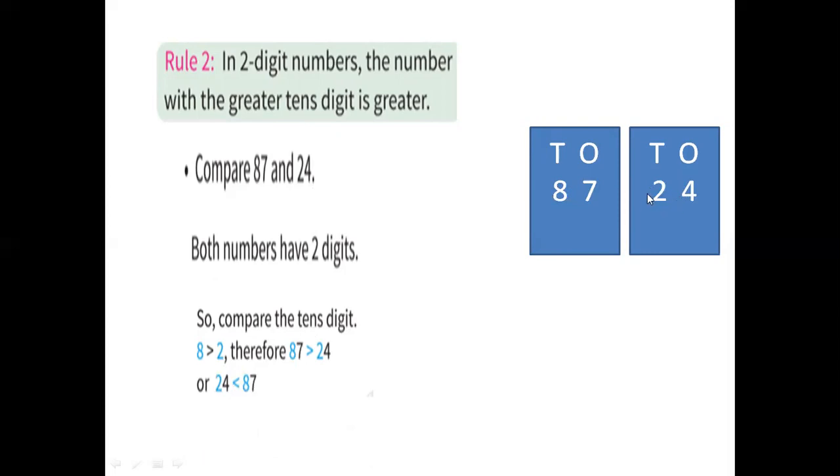Always when two-digit numbers are being compared, first we have to see the tens digit. In the tens place, whichever number has more value, that one will be greater. 8 is greater than 2. So, 87 is greater than 24, or 24 is lesser than 87. Okay. Again, rule number 3.